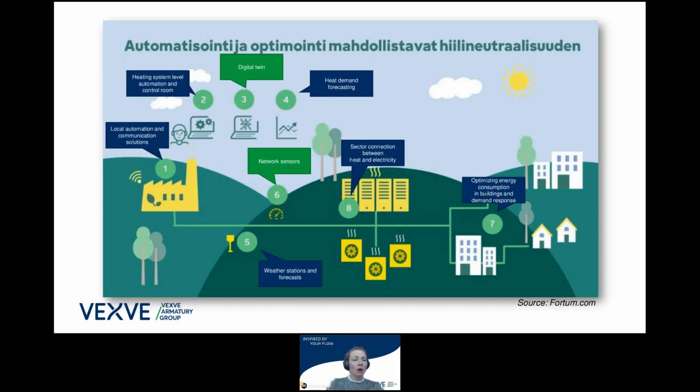So firstly, it's local automation and communication solutions. So it means the power plants can be remotely steered and also the pumping stations. Secondly, there are heating system level automation and control rooms, which are under 24/7 control room concept. Then there's a digital twin, which is a detailed digital twin of the network, covering everything starting from the power plant through networks, pumping stations until the customers. And that tool is used for designing, operating, and optimizing the network.